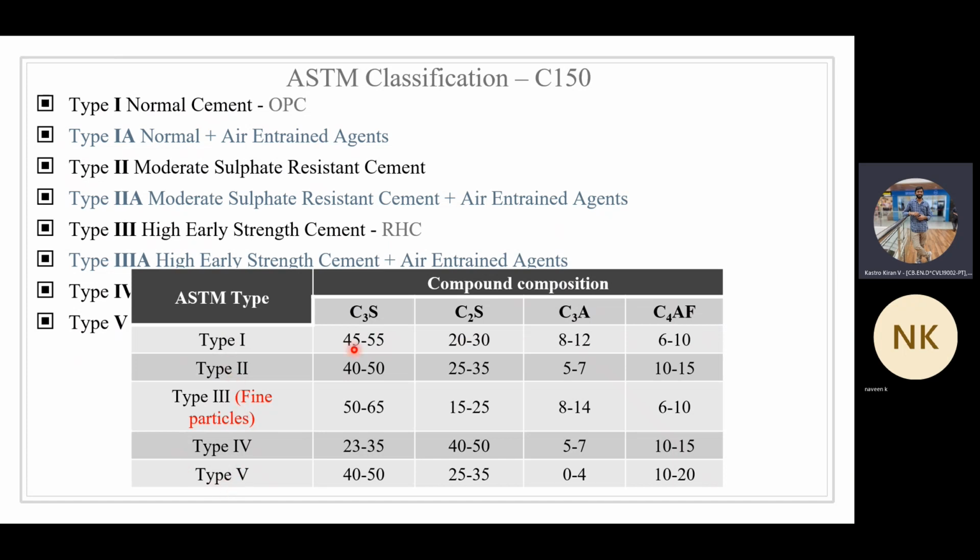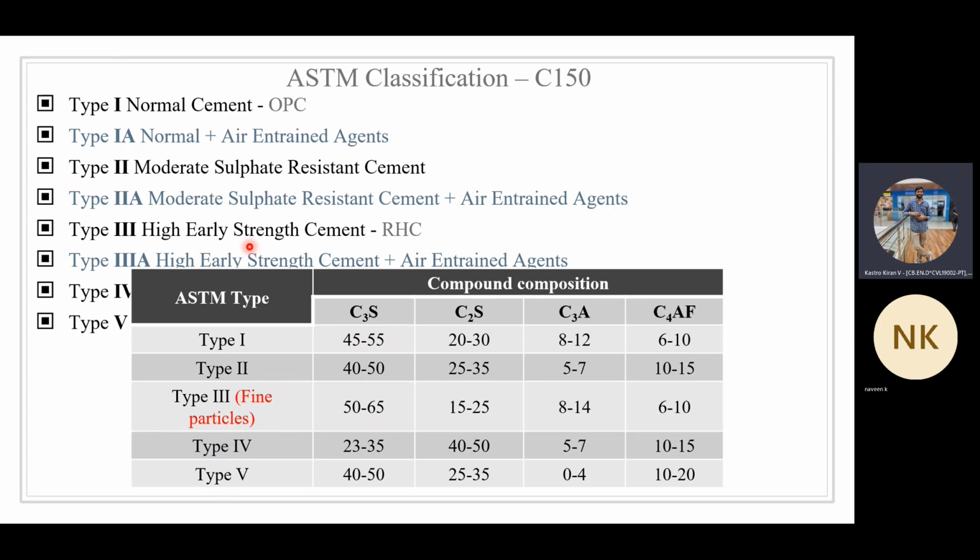Okay, for type 1, we have a different composition of the Bogue compounds, and for type 2, you have some other different composition. So based upon the composition of C3S, C2S, C3A, and C4AF, the type of the cement will change. But here, one thing which we need to focus on is the type 3 cement. So what is this type 3 cement?